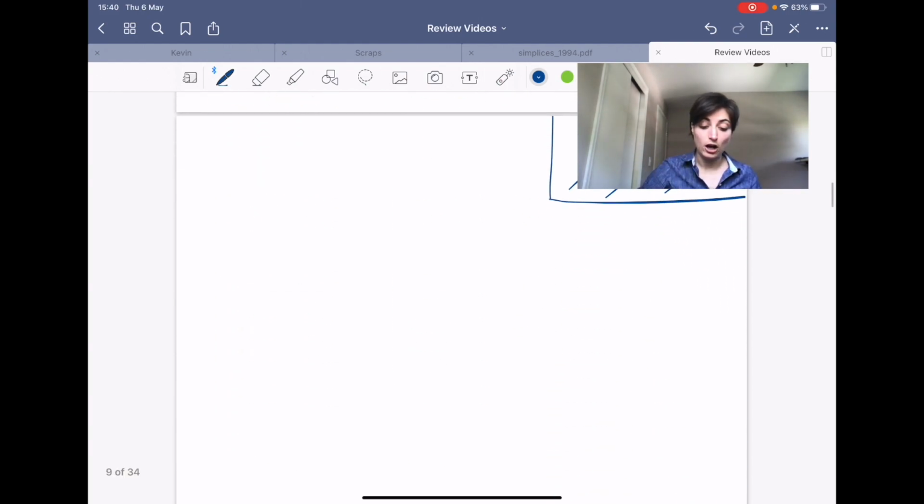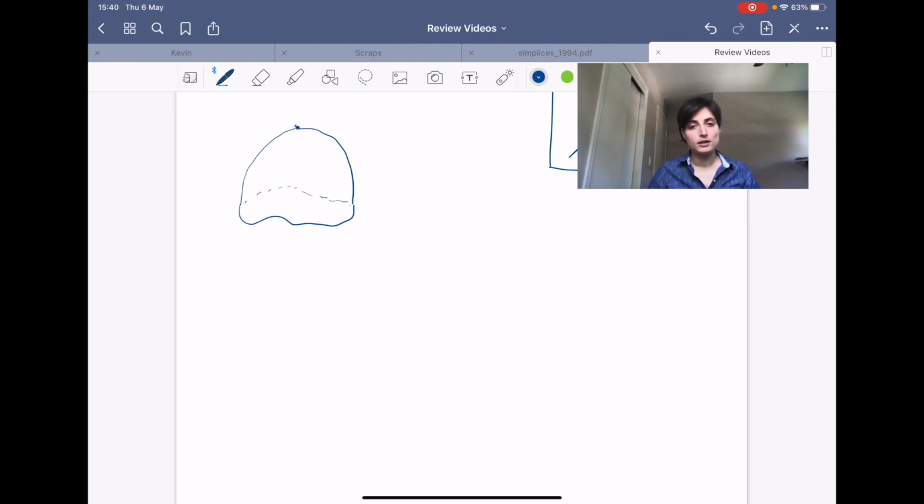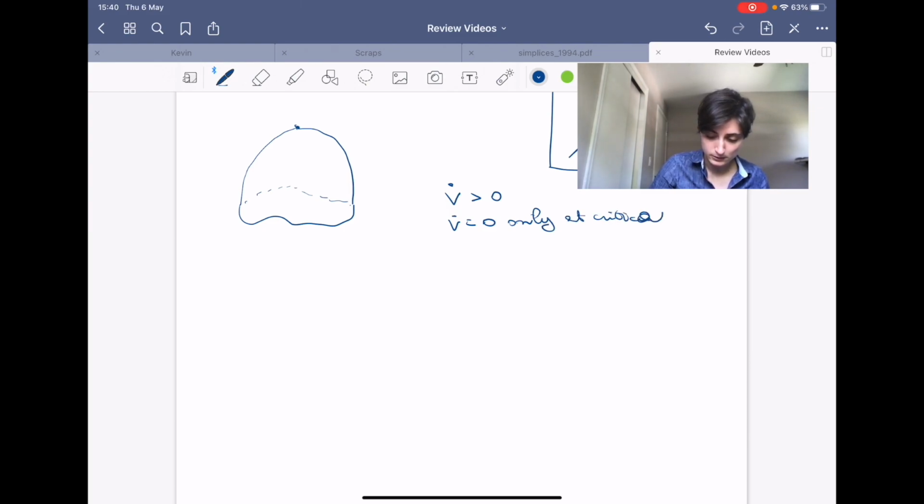If we have the opposite scenario, so the critical point is at the top of a ball, then everything flips around. So if v dot is positive and equal to 0 only at the critical point, that means you're climbing up. So this is the green case. That means that the critical point is stable and asymptotically stable.